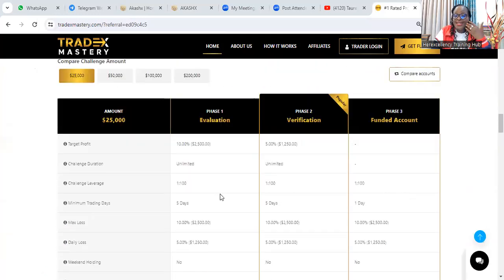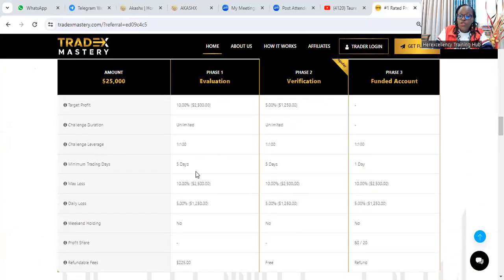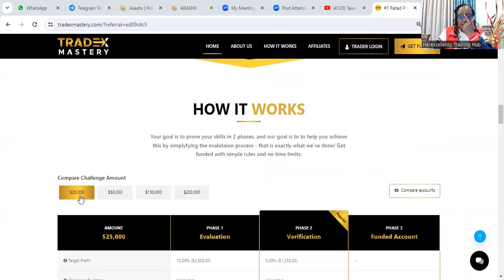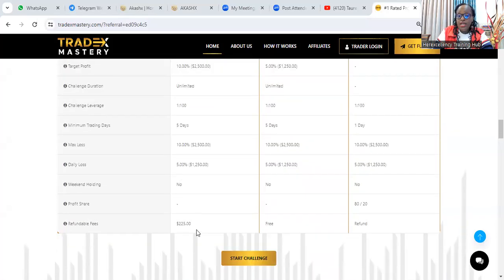They give you a demo account of $25,000 with leverage of 1:100 to trade, with a minimum of five trading days, to make 10%. And you're not supposed to go below 5% a day. That is how traders are analyzed: your risk versus how much you're making. And for you to get this $25,000 account, you only need $225.